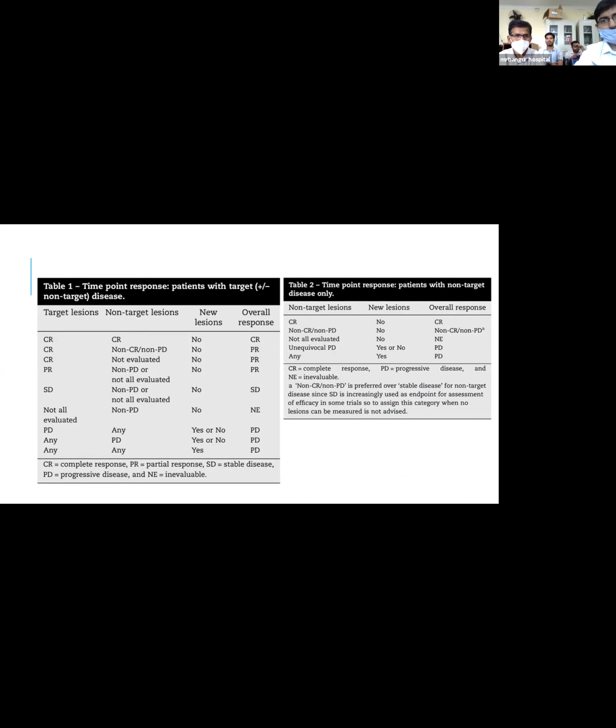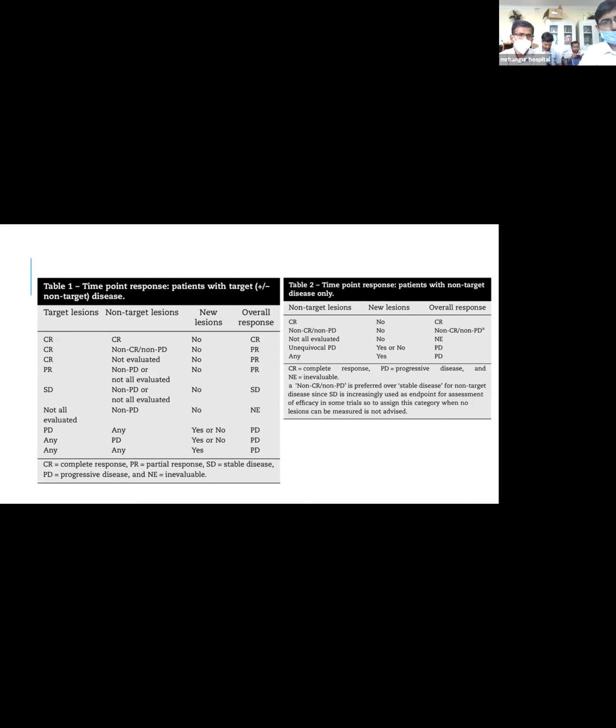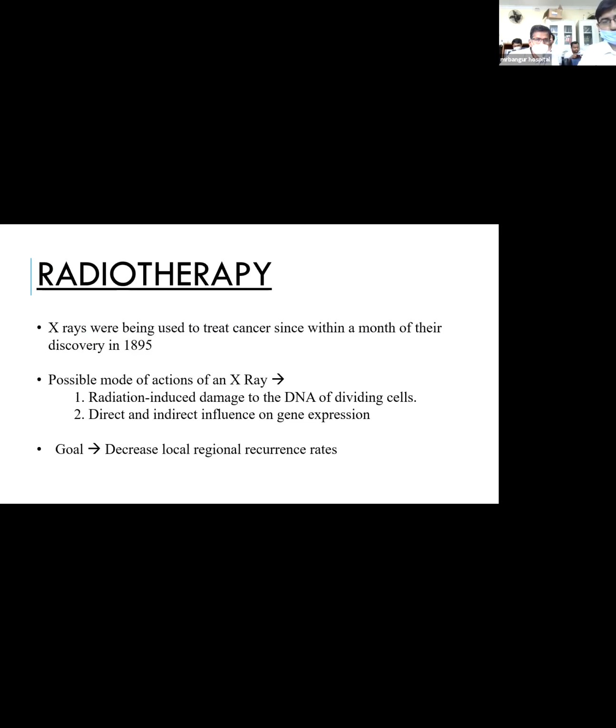And further, once we have seen the response in this way, then we see the response for the target lesion and the non-target lesions, and then we can provide an overall response. For example, if the target lesion has a complete response and the non-target lesion also has a complete response, then we have an overall complete response. But if there is some other combination, then accordingly an overall response is decided.